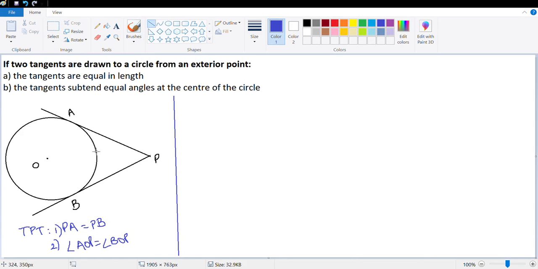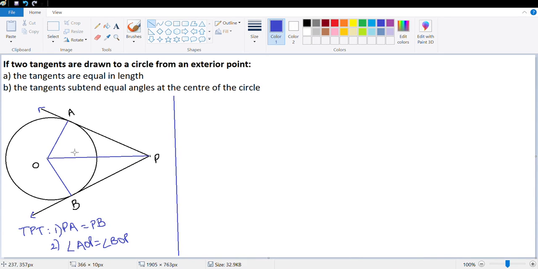So the question is, I have a point P which is an exterior point, and there are two tangents PA and PB. We need to prove that PA and PB are equal, and we need to prove that angle AOP and angle BOP are equal. To do this, let's join OA, let's join OB, and let's also join OP.